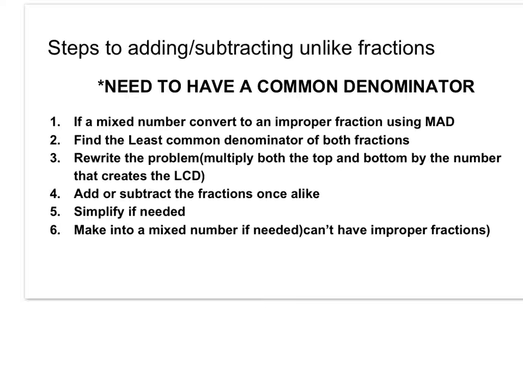And then our 5th step is you're going to simplify if needed. You're not always going to need to simplify. Most of the time, if you find the correct least common denominator, you might not have to simplify. Then 6 is not always necessary either. Make into a mixed number if needed. Remember, we cannot have improper fractions. So those are the steps that we need to do in order to add and subtract unlike fractions. Remember, you always need a common denominator.